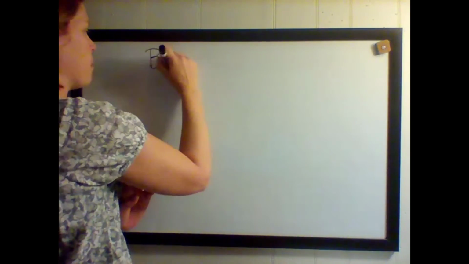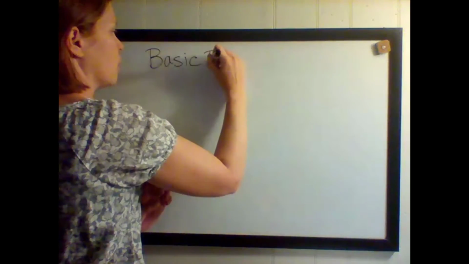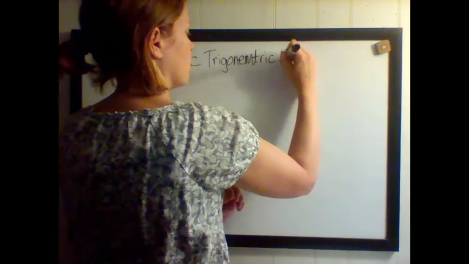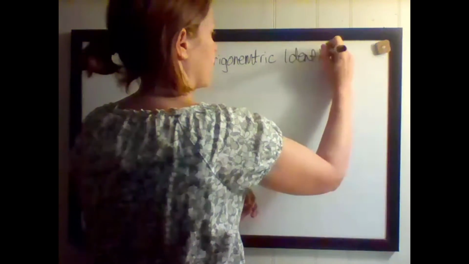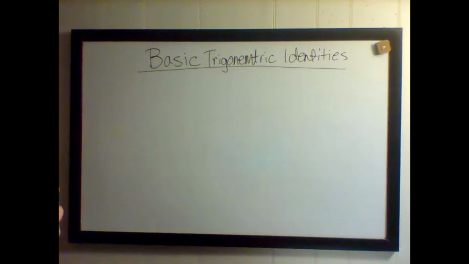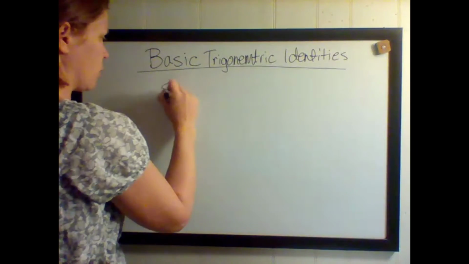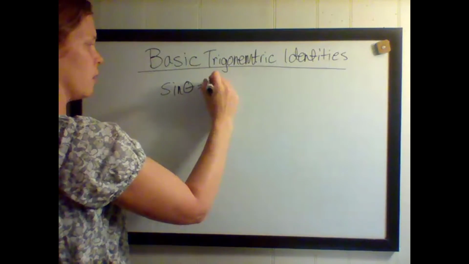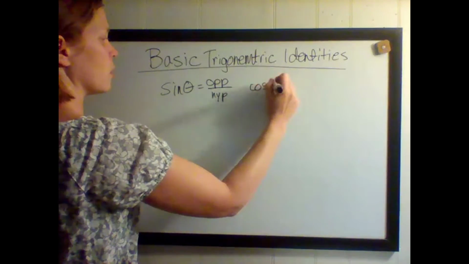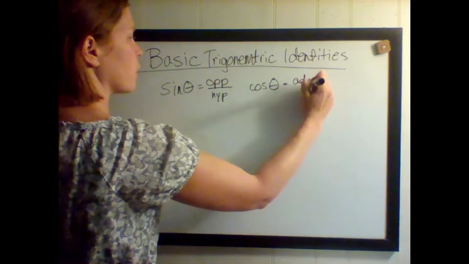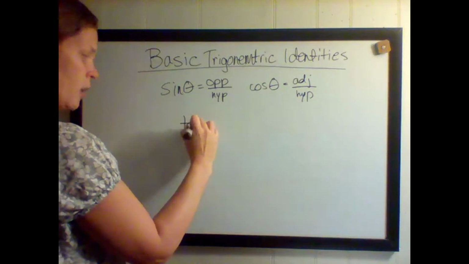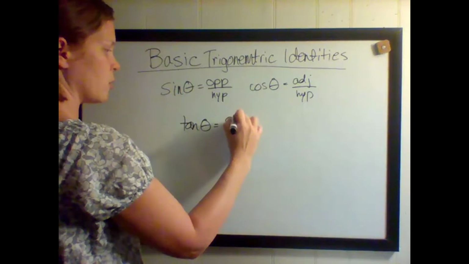So what's considered the basic trigonometric identities? A few of them are: so the first one, let's look at that. We know that sine of theta is opposite over hypotenuse, and cosine of theta is adjacent over hypotenuse. And let's combine that with the fact that we know that tangent is opposite over adjacent.